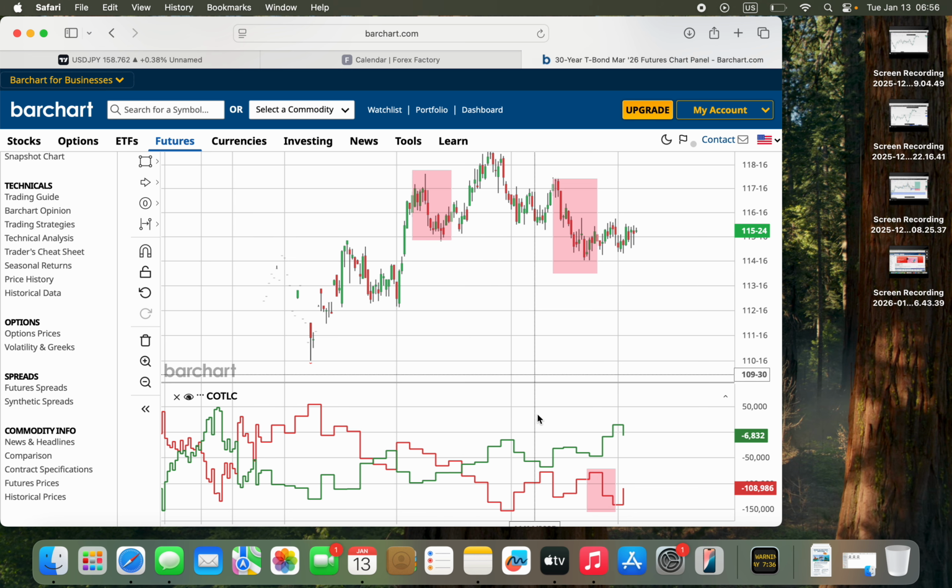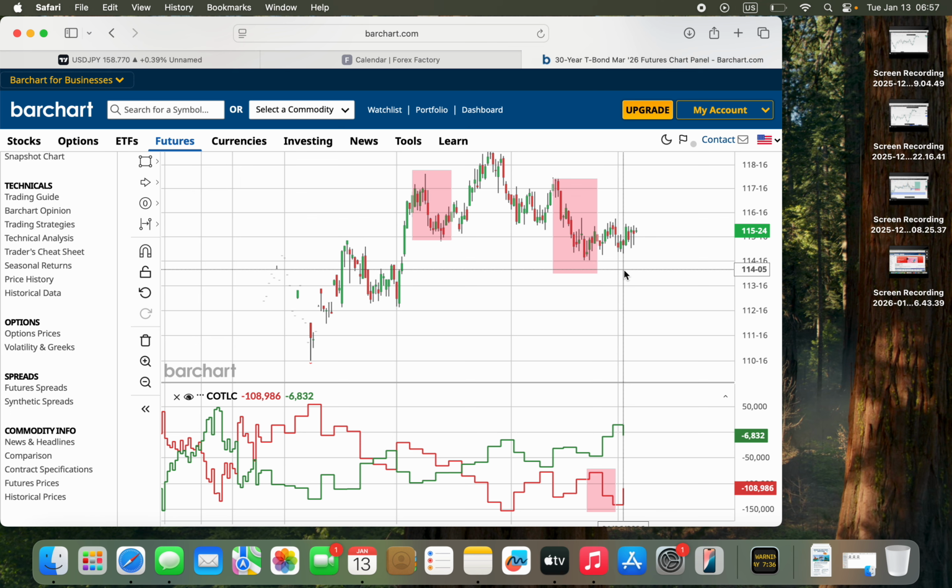So this rise, this fall, this fall, this fall. This is how the price goes. So these are the orders for the market makers. If they do a lot of selling, as you can see, there's 108,986 contracts selling. So that means the price will go down below.